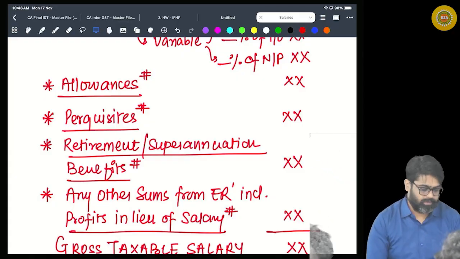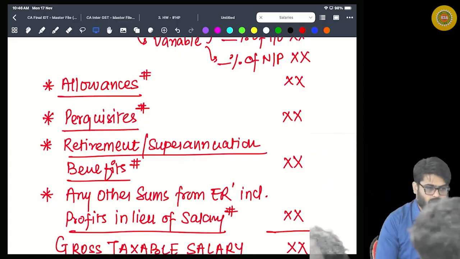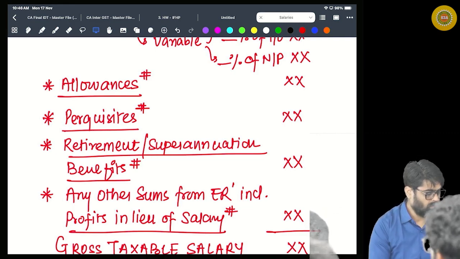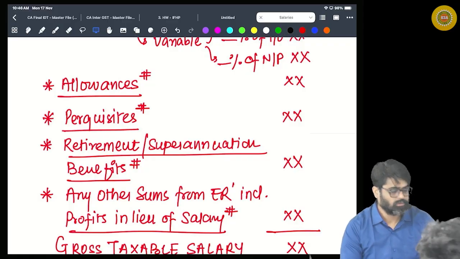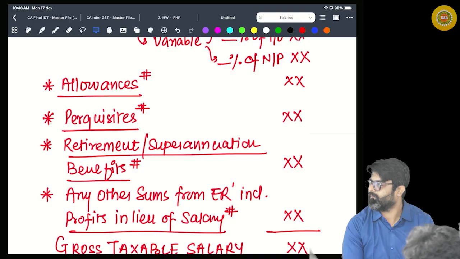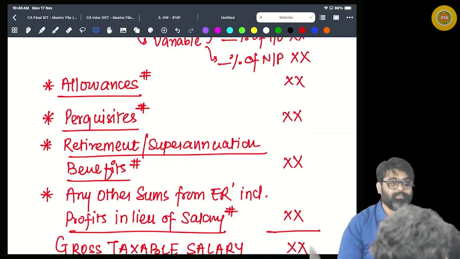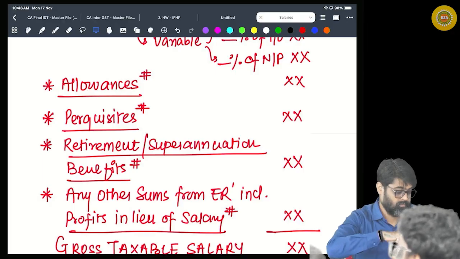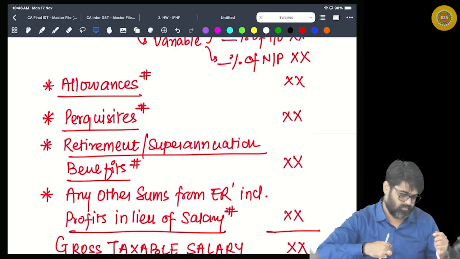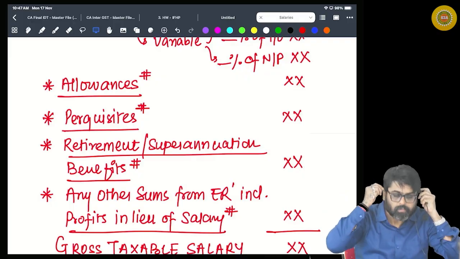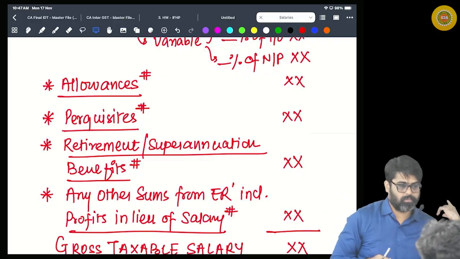Now the next part is allowances. What is the meaning of allowances? Benefits. Anything coming from the employer is a benefit only. So what is the meaning of allowance?